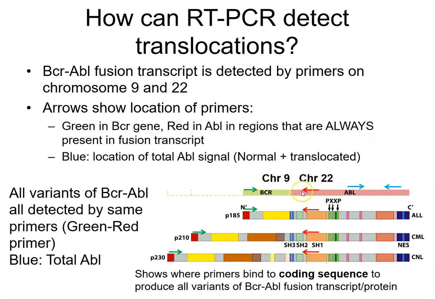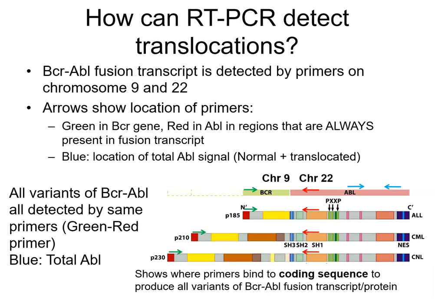Now, this from here to here will detect all variants of the BCR breakpoint. Sometimes it can break to create a protein like this, sometimes it can break and create a subsequent protein like this or this, but this set of primers will detect everything. These blue primers here, they're just coloured blue for the diagram, will detect total ABL protein, total ABL mRNA, sorry.